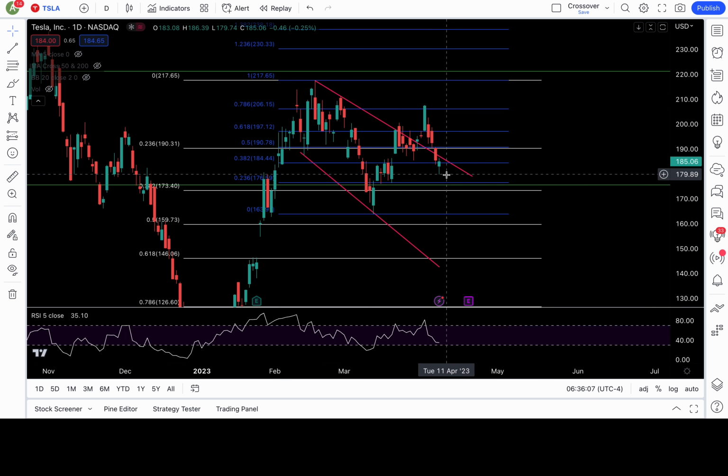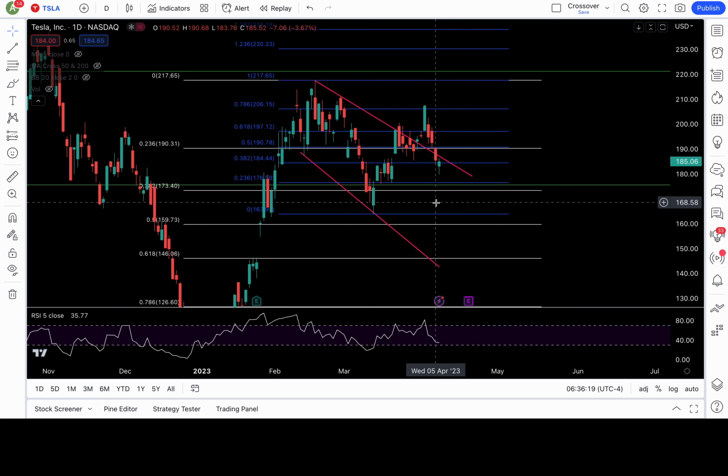Okay, there is support at 180. If you missed that one breakdown, just catch another breakdown. If it breaks down 180, 176.5, 173.4, then 168.5 will be in play, okay?